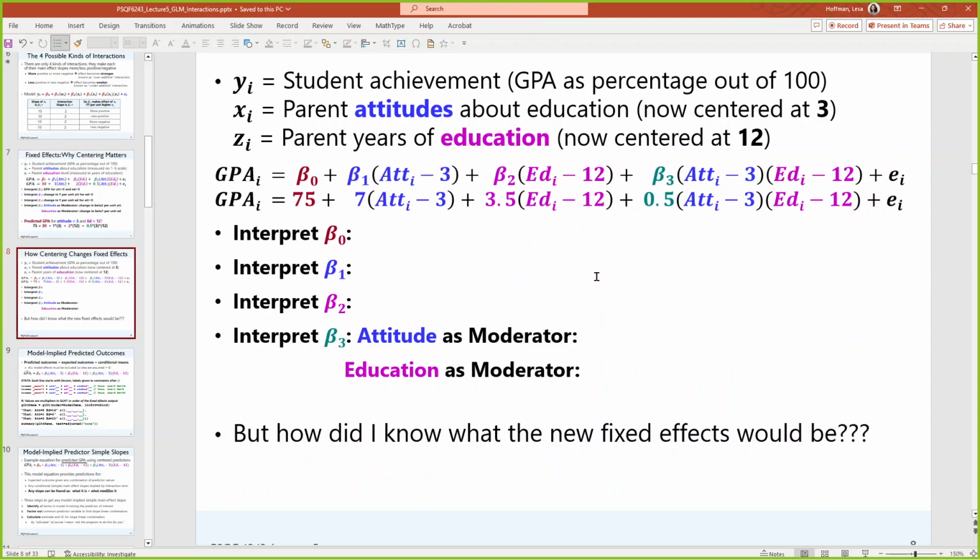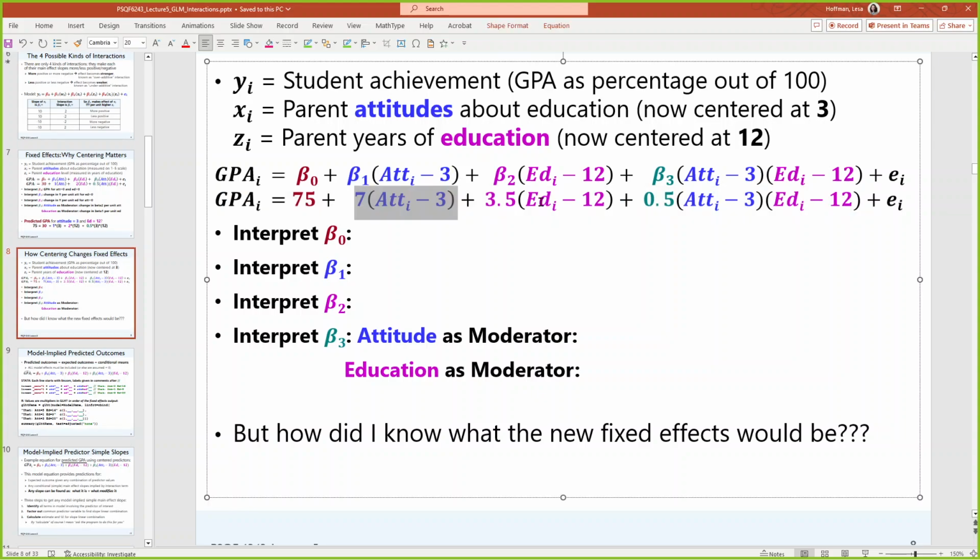So here is a new version of the model in which I centered attitudes at 3 and education at 12. And I got new results. Now, I know how I got there. Let's just pretend that you don't know and you don't care, and we'll just reinterpret this, and then I'll show you how I got these new numbers, okay?